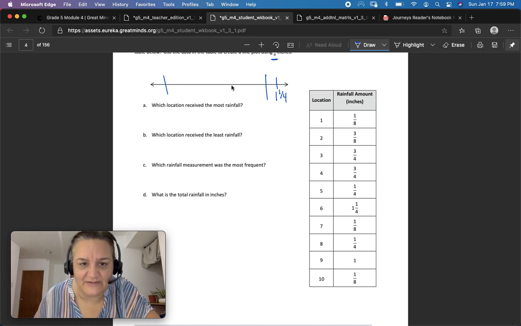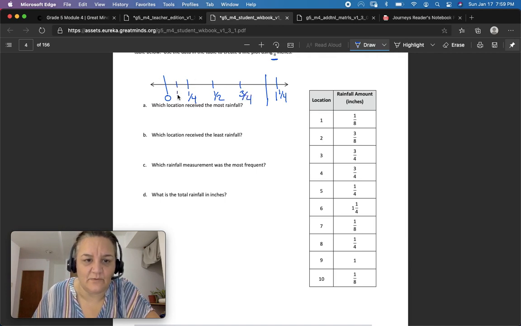And then we have to do eighths. So if that's 0 and this is 1, this is going to be a half. Then in between that are fourths, 1/4 and 3/4. And then in between that are the eighths. So 1/8 to 3/8, 4/8, 5/8, 6/8, 7/8. That would be 8/8, right? And this would be 9/8, or 1 1/8.